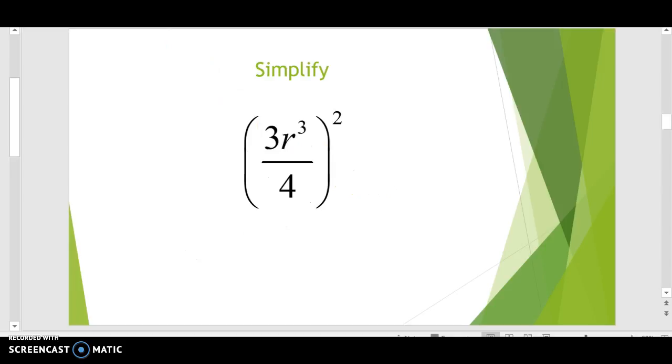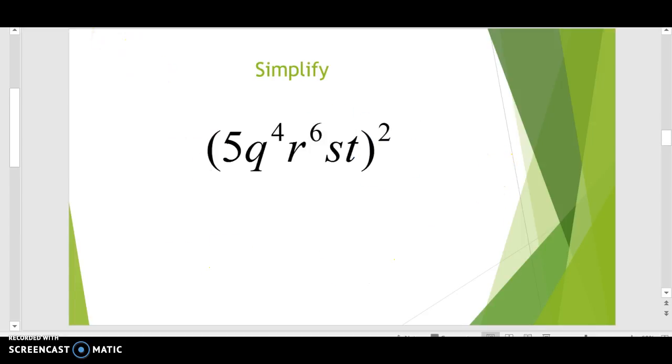Next one, everything inside this parenthesis is going to be raised to the 2nd power. So 3 to the 2nd is 9. R to the 3rd to the 2nd, multiply these exponents to get r to the 6th over 4 to the 2nd power is 16. Can I reduce or cancel anything? No, so leave my answer as is.